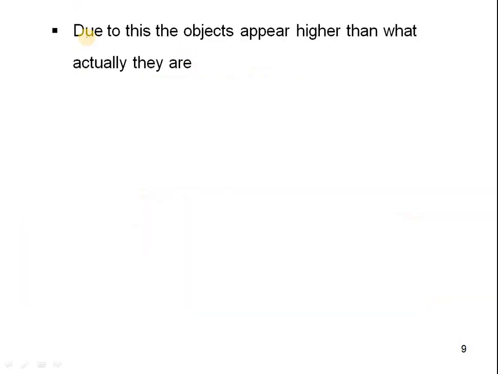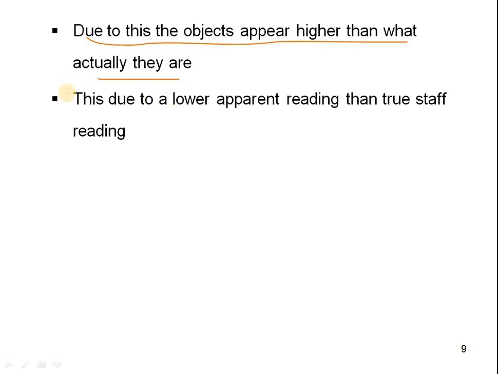Due to this, objects appear higher than what they actually are. So in inclined upwards the objects look lower, but here the objects look higher. That is the difference here, and this is due to a lower apparent reading than the true staff reading. So this is the lower apparent reading, then the true staff reading.